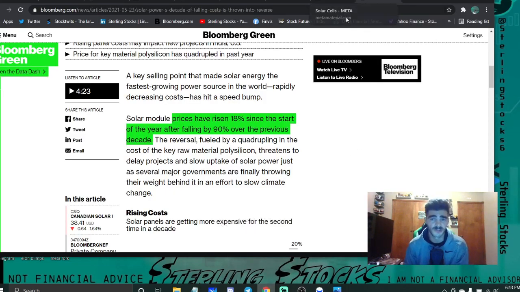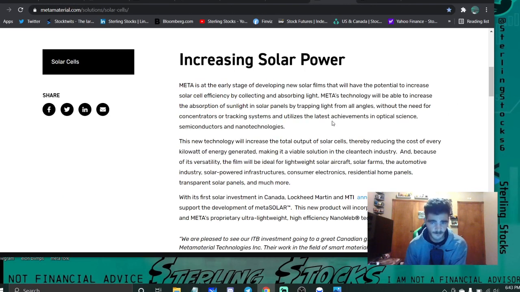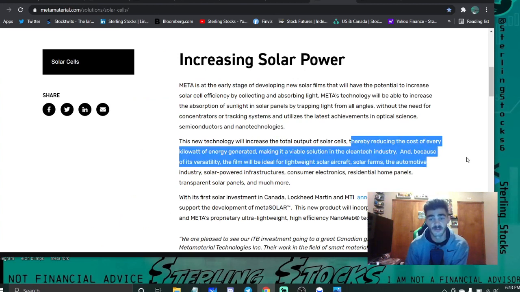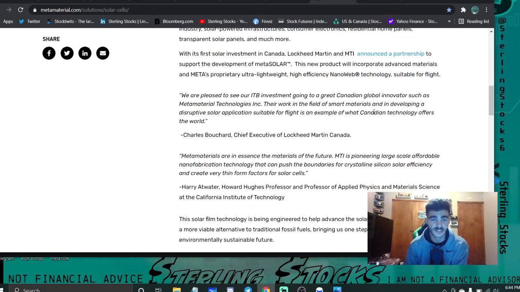So if we look here, we're going to be looking at solar cells quite a bit. We'll just touch on this real quick. Solar module prices have risen 18% since the start of the year after falling 90% over the previous decade. The reversal fueled by quadrupling cost of key raw material polysilicon. So as we know, as metamaterials, we have new technology that will increase the total output of solar cells, thereby reducing the cost of every kilowatt of energy generated, once again increasing solar power in general.